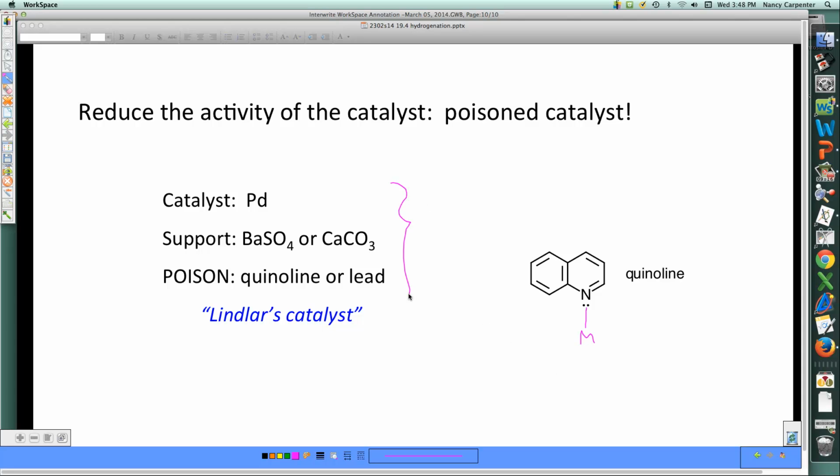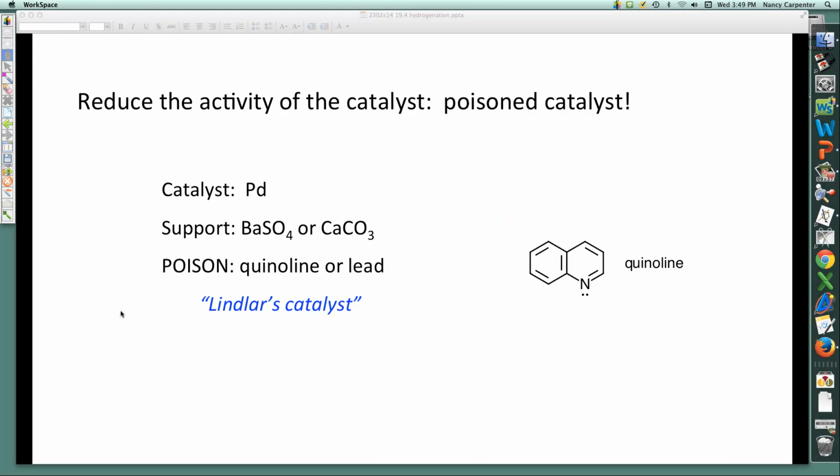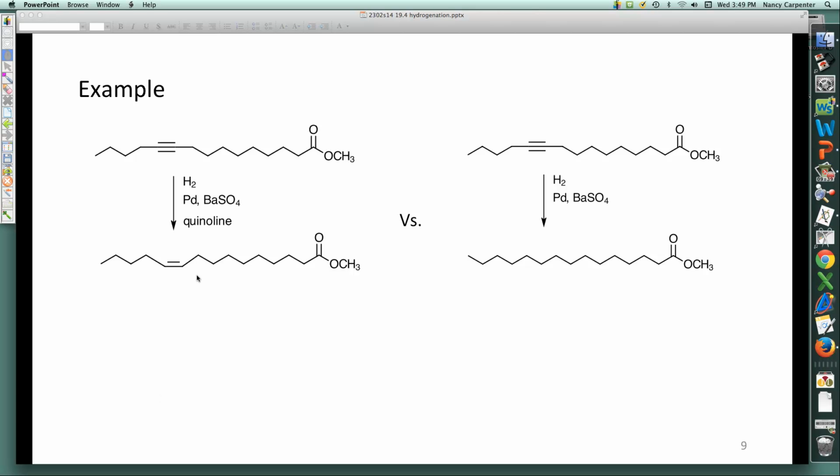Just so you know, I may or may not refer to it as Lindlar's catalyst. I may or may not write down palladium, barium sulfate, quinoline. So you need to recognize these as the poison catalyst that allows you to stop at the alkene stage.